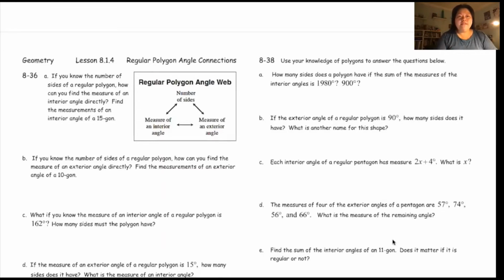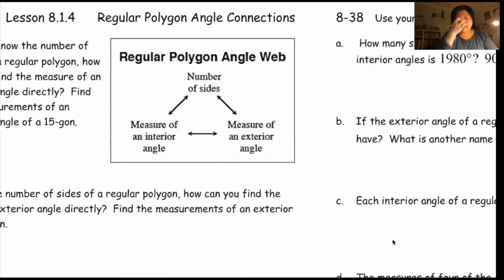Okay, today we are on lesson 8.1.4, which is about regular polygons and the angles inside and outside and how it relates to the number of sides that you have of that polygon, right? So in this diagram right here, where it says the number of sides and it connects to the measure of an interior angle and it connects to the measure of an exterior angle, they're all kind of related to each other, but it has to be a regular polygon, meaning that all the angles are the same and all the sides are the same length.